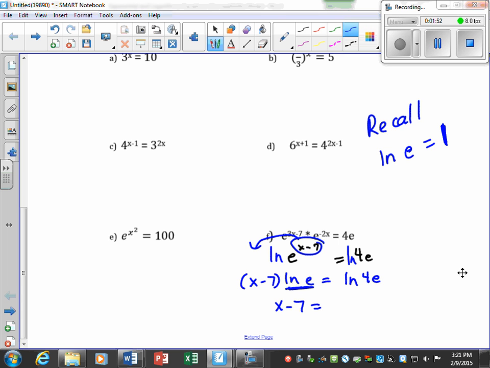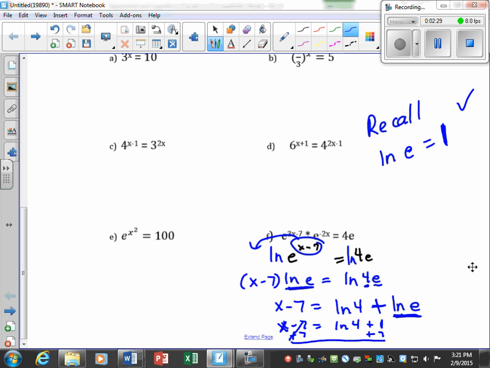Now over here, remember when we used our rules and we said we could break multiplication with addition? So I'm going to say natural log of 4 plus the natural log of e. Because this is multiplication, I can rewrite it with addition. Now what is this value again? 1. So really, x minus 7 is equal to the natural log of 4 plus 1. And I want to get x by itself, so I'm going to add 7 to both sides.